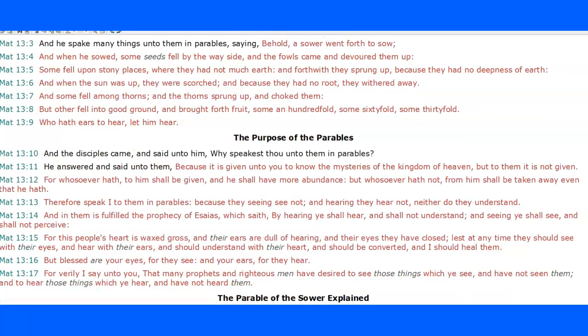And this last line of this section says, "But verily I say unto you, that many prophets and righteous men have desired to see those things which you see and have not seen them, and to hear those things which you hear and have not heard them." Guys, do you realize that this generation now is one of the generations he's talking about? Probably the last one in this situation.